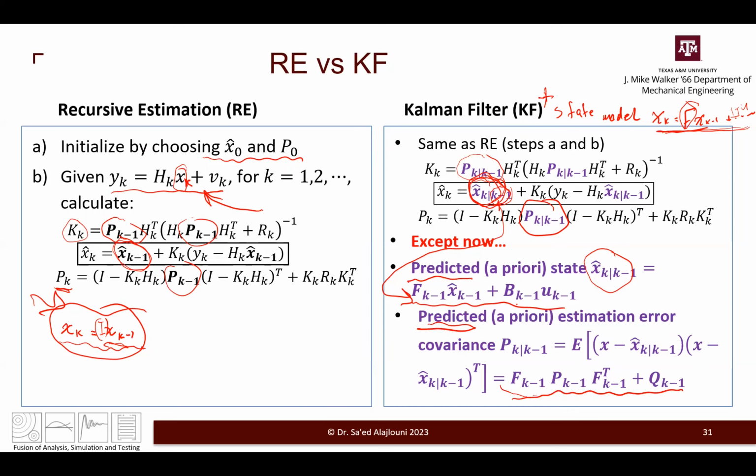So the fusion takes place here. We have what you think the state should be, and then you have a measurement. You take the estimated measurement based on what you think the state is, take the difference to get the residual, and then multiply it with a constant. This is the correction term, and this is how you fuse your prediction with your measurement.